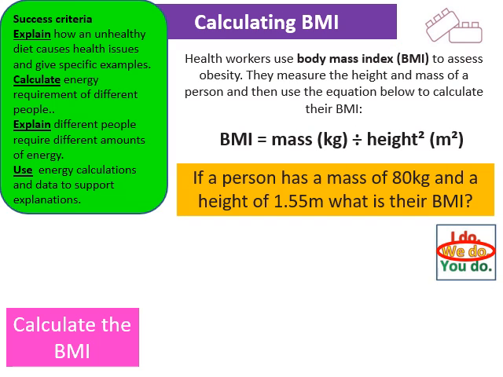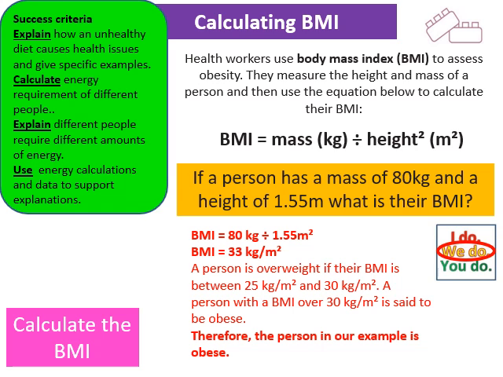Now, usually here, I'd like to do this one as a class, but obviously we can't at the minute. So in this scenario, the person has a mass of 80 kilograms and a height of 1.55 meters, and you need to calculate their BMI. You've got the equation above. All you need to do is put those numbers from the question into that equation. So in this instance, our BMI is going to be 80 kilograms divided by 1.55 meters squared. If you can just work that out, double check it, and then we'll move through and we can check our answer and have a go at another one.